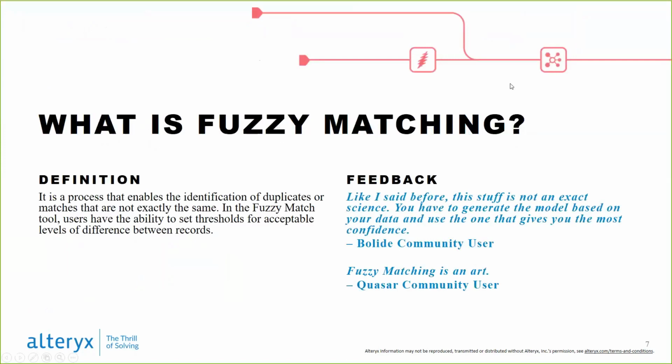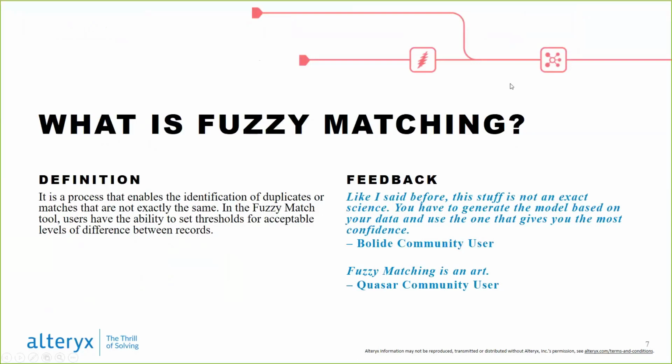It's a process that enables the identification of duplicates or matches that aren't exactly the same, right? In the fuzzy match tool, users have the ability to set thresholds for acceptable levels of difference between records. So this is to say, whenever we do a join, for example, between two data sets, we guarantee to the character, to the dot, that things are 100% matching, not a single difference, right? But what if you wanted to match on something that's 98% likely to match, or 90% similarity, right? Or 97 or 80%. That's what the fuzzy match is about.